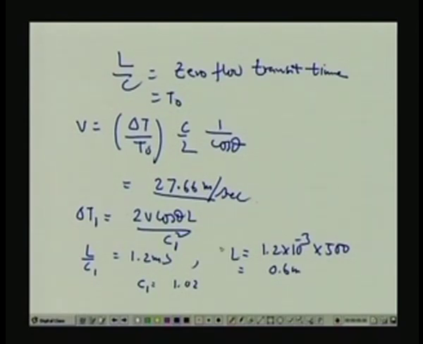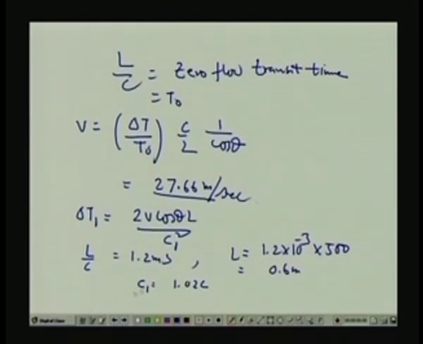Actually, this should be C1, I think, because this is the no change case. So, C1 equal to 1.02 C. Now, there is a change of the fluid velocity.